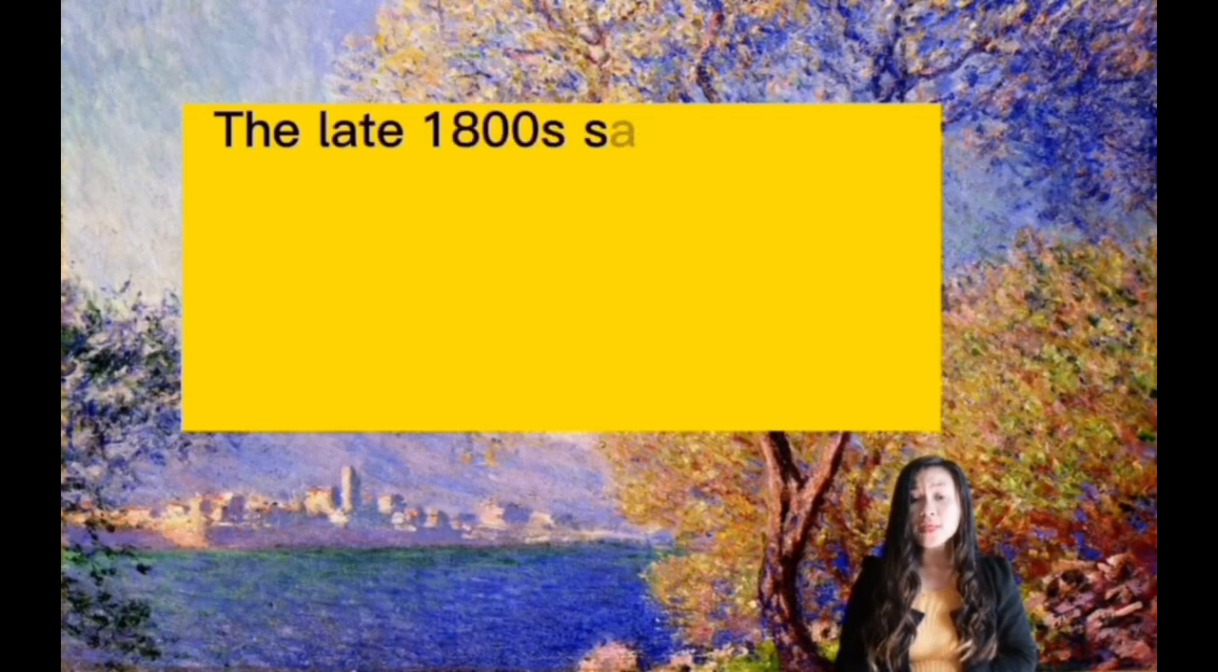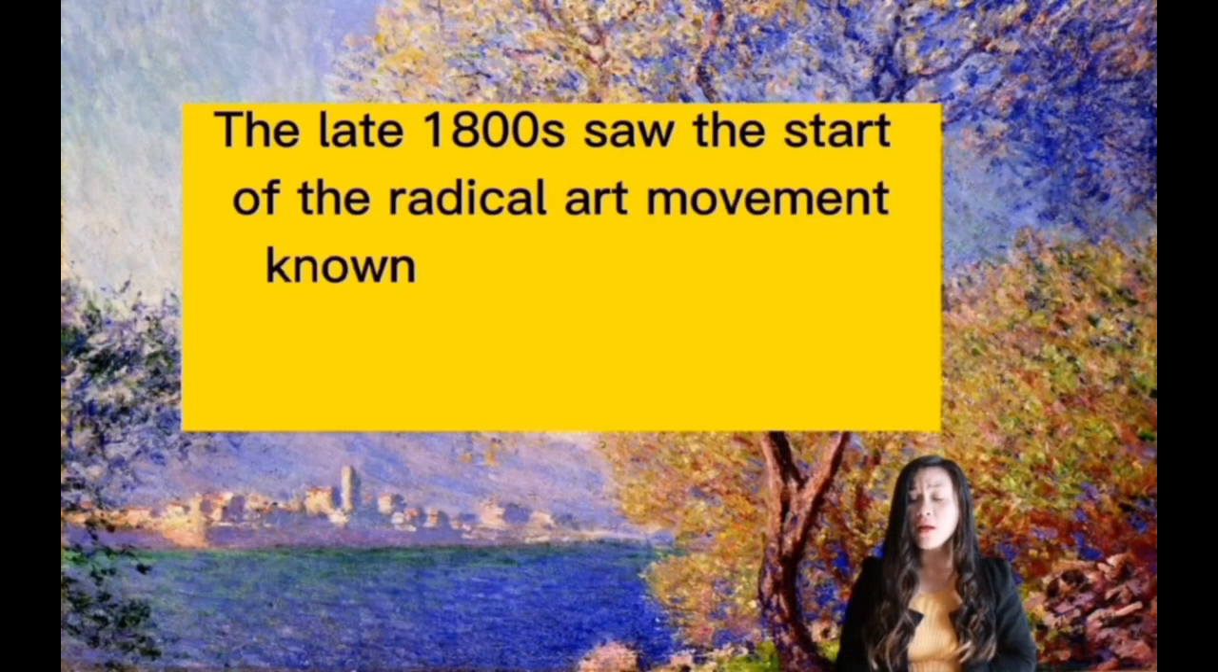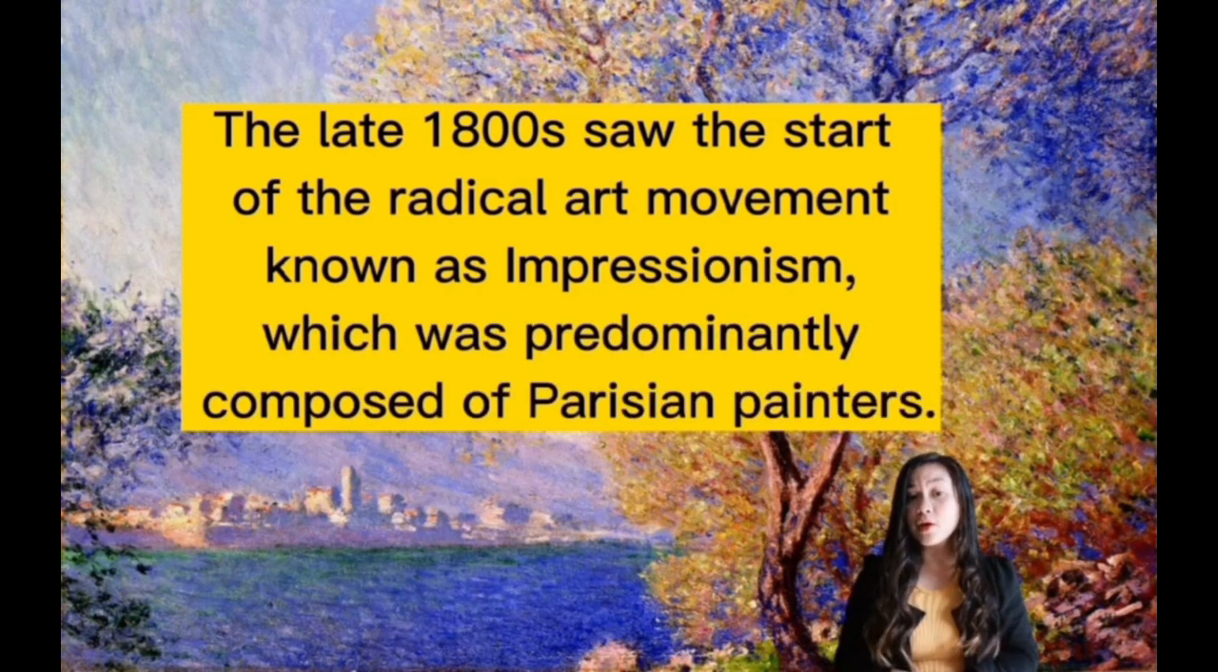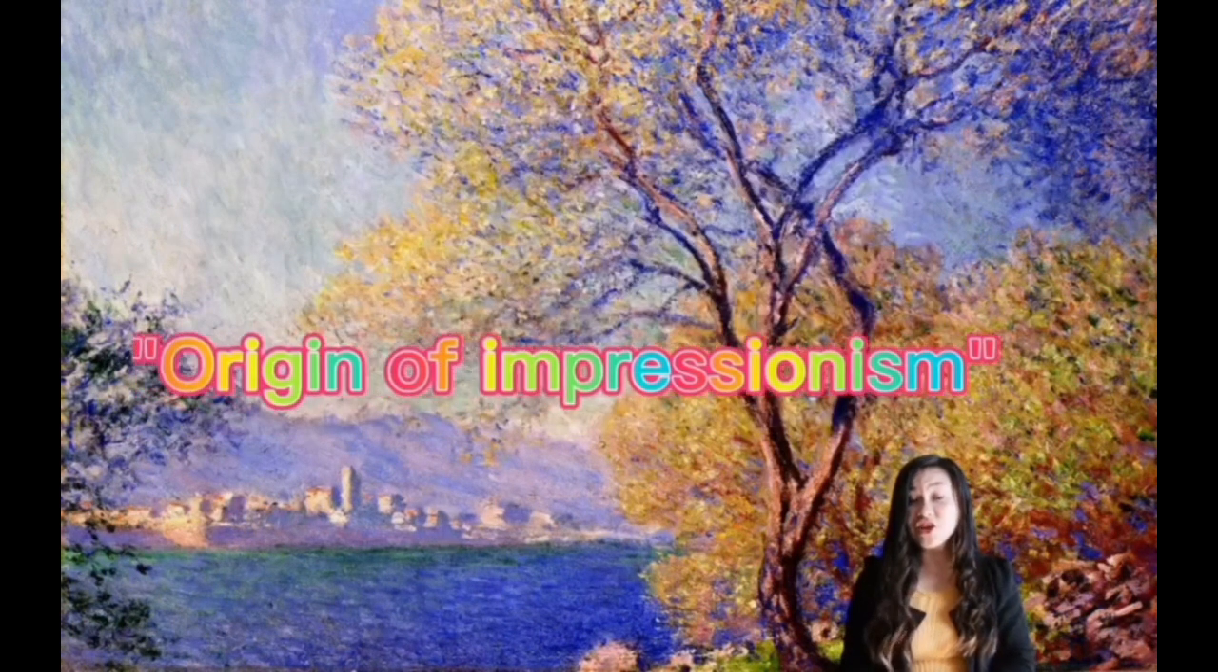And we have the third one, Impressionism background or its history. The late 1860s saw the start of a radical art movement known as Impressionism, which was predominantly composed of Parisian painters. Impressionists rejected traditional subjects and embraced modernity in their quest to produce art that accurately captured their time.